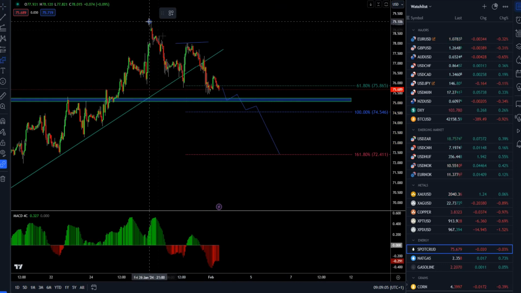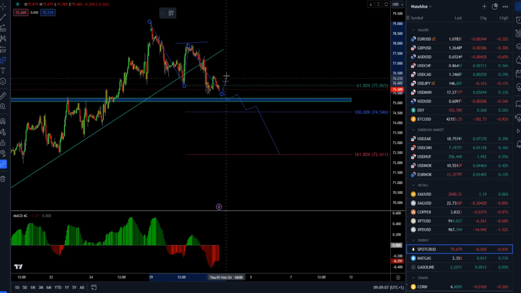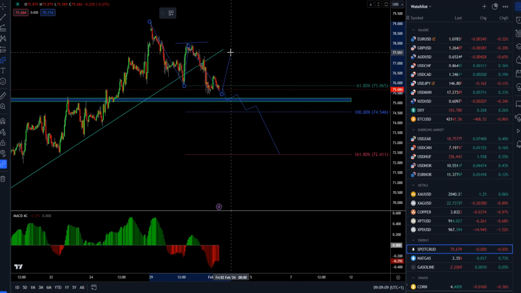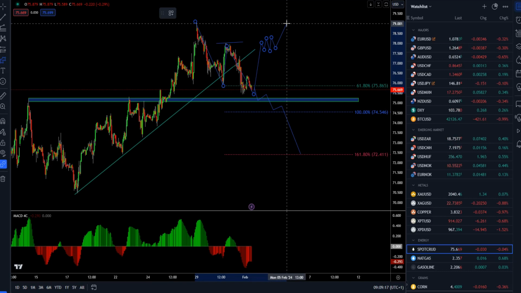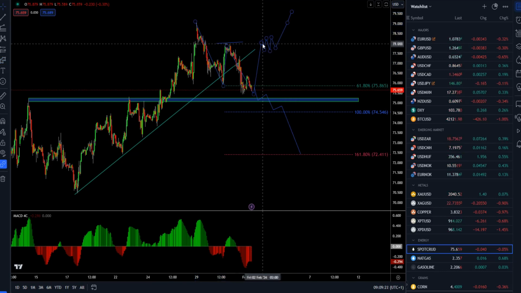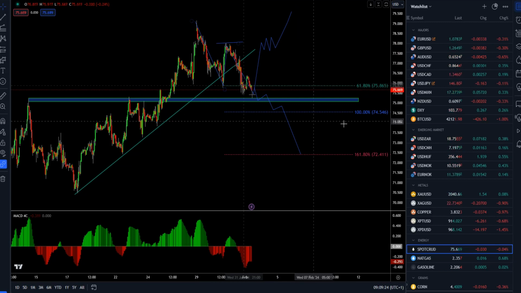In case this will be a completion of this ABC, but I would like to see some bigger, stronger upside momentum, and then eventual break of let's say 78 and hold above, maybe a good sign for the retest of 79 or 80 mark. But that's an alternative scenario based on the current condition and price action.